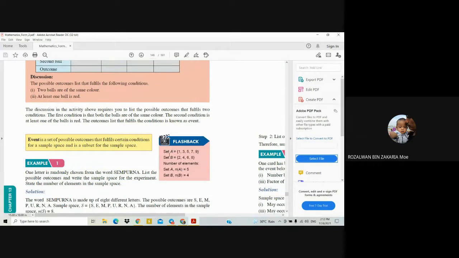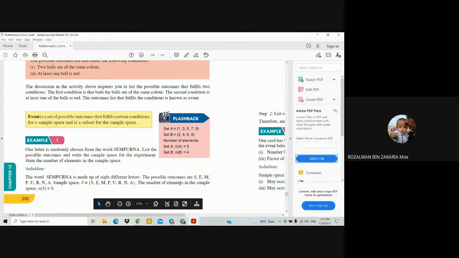Let's say we have set A, the elements of set A are 1, 3, 5, 7, 9. Then we have set B, the elements of set B are 2, 4, 6, 8. The number of elements for set A you can write like this, using a smaller n: n(A) equals 5. Why 5? You just count the elements inside set A: 1, 2, 3, 4, 5. So the number of elements for set B, n(B), equals 4, because 1, 2, 3, 4.